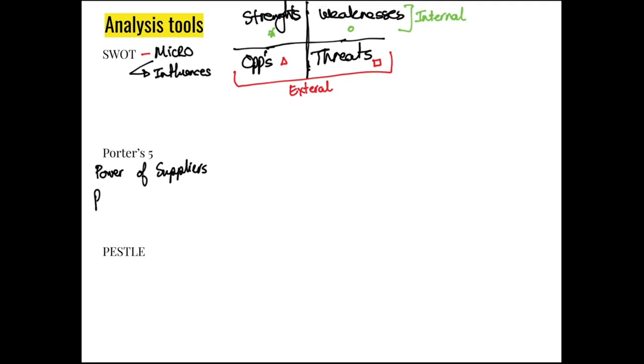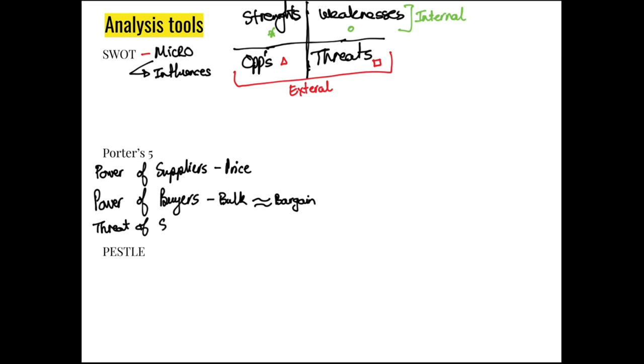Then you've got the power of buyers. And remember, like I said already, the name of the force is important. So that means if buyers buy in bulk. So this is kind of the idea. Suppliers, you look at prices. Power of buyers means if they buy in bulk, they will be able to bargain or negotiate prices. Then you've got the threat of substitutes.